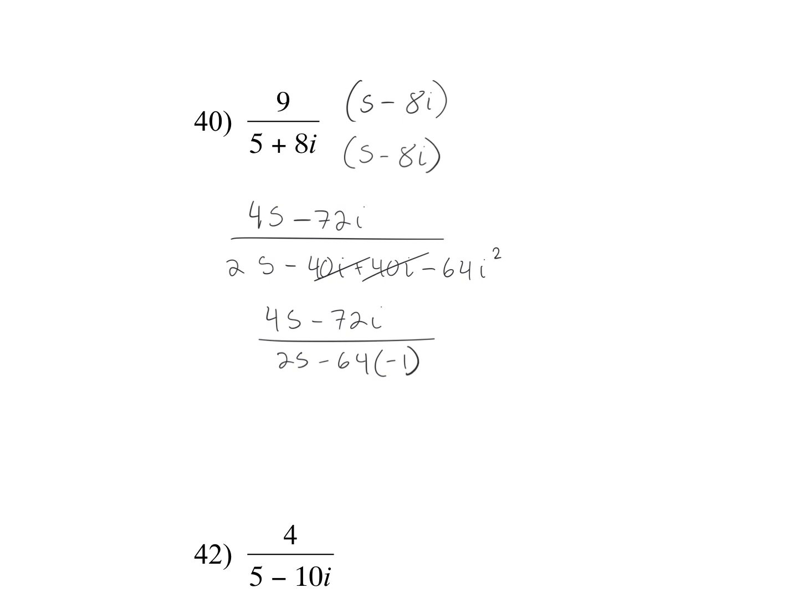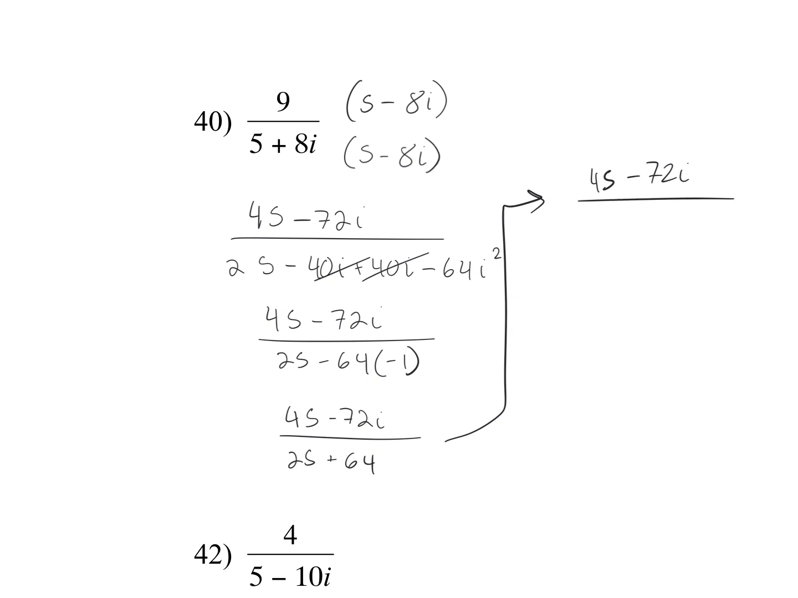So I'm going to be left with 45 minus 72i over 25 plus 64. That's going to become 45 minus 72i over 25 plus 64, which is 89. You cannot simplify that anymore, so this would be your final answer.